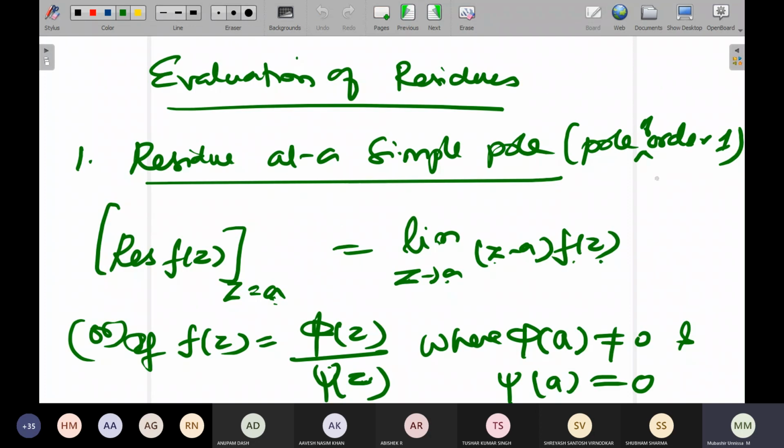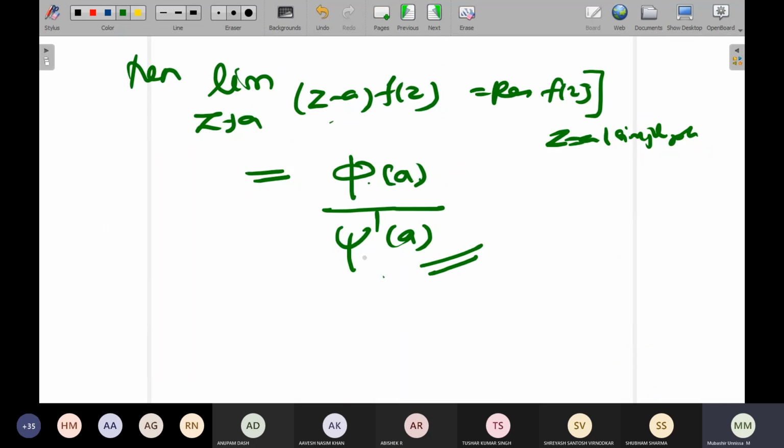You can directly find it using this formula. Sometimes if you are not able to, you can rewrite the given function in this form, such that when you supply the residue point, the numerator value is not equal to 0 and the denominator becomes 0. In that case, you can find the residue by writing the numerator as such, differentiating the denominator and substituting the residue value. That will give you the residue of the function at a simple pole.